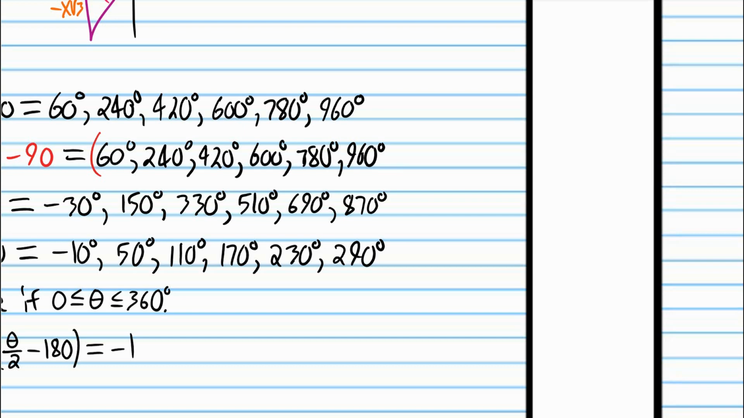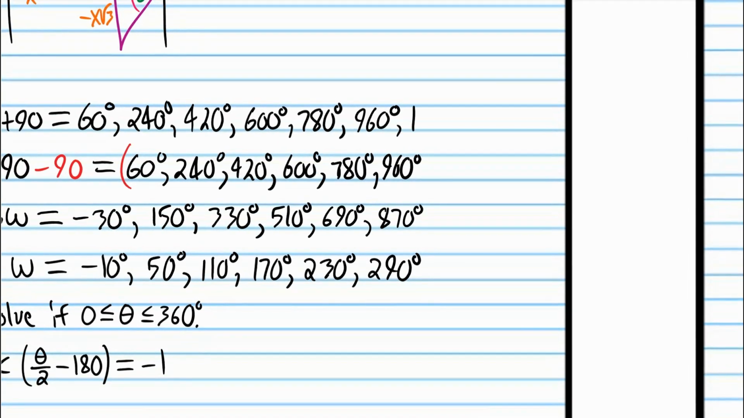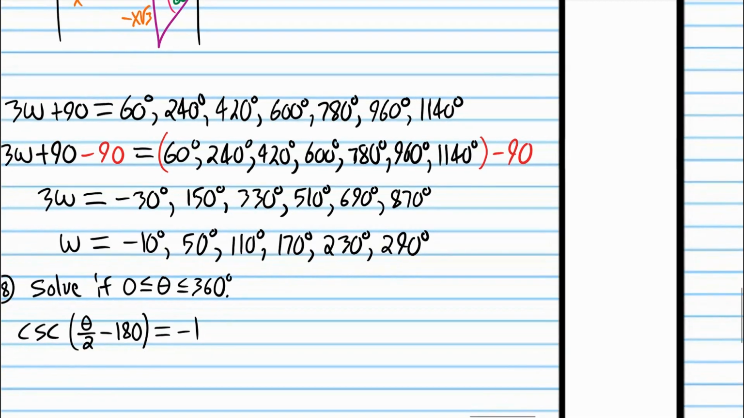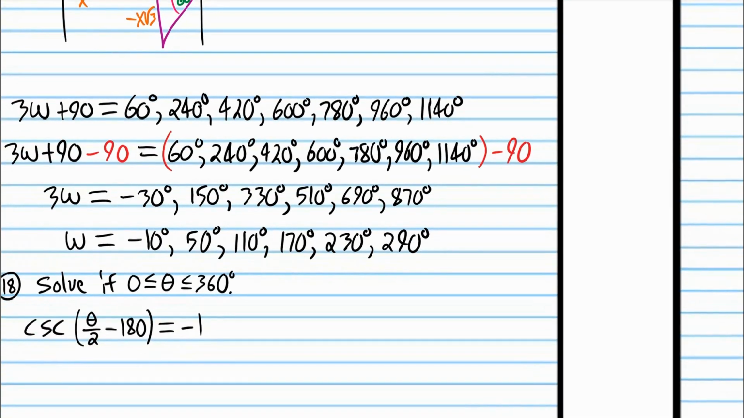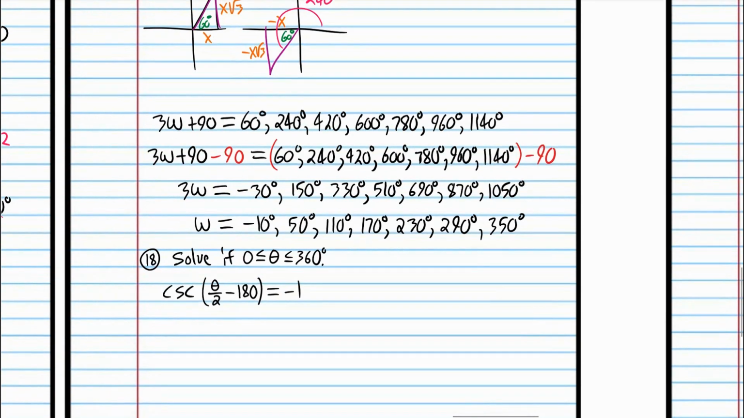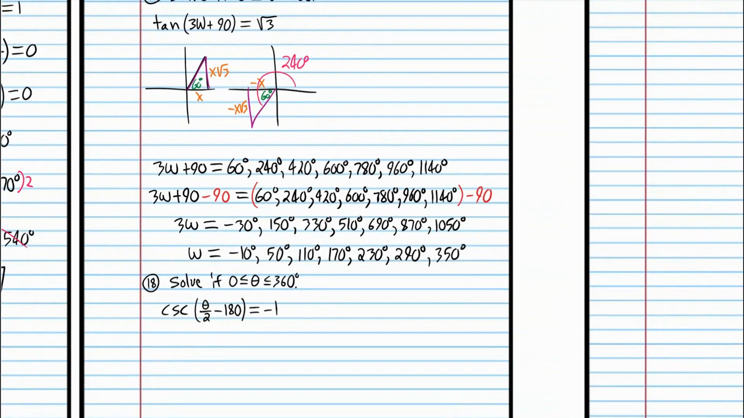And we get 1140. And we'll subtract 90 from that. And we get 1050. And then if we divide that by 3, we get 350. So we just made it in our interval. And negative 10 is not a solution.